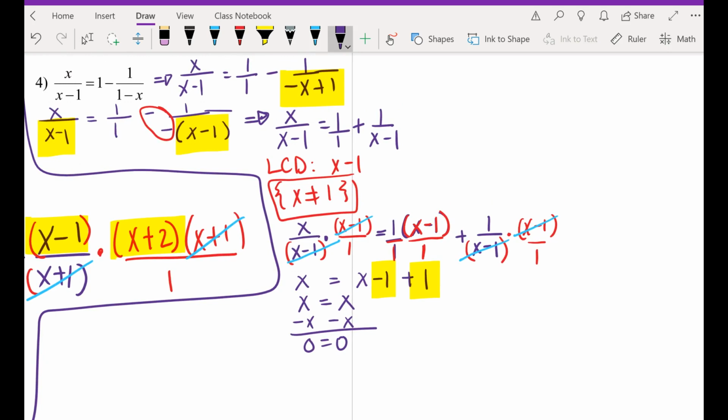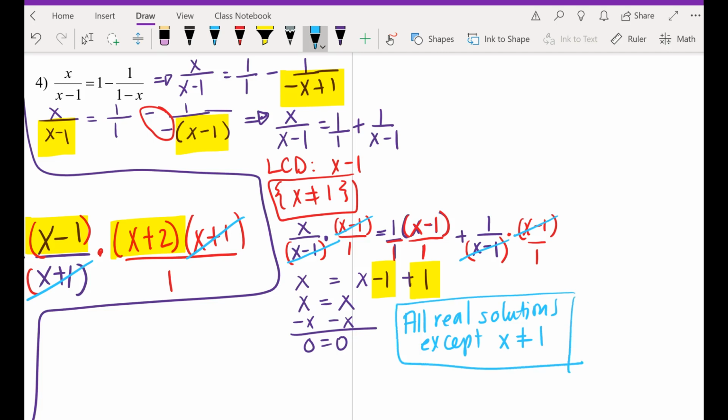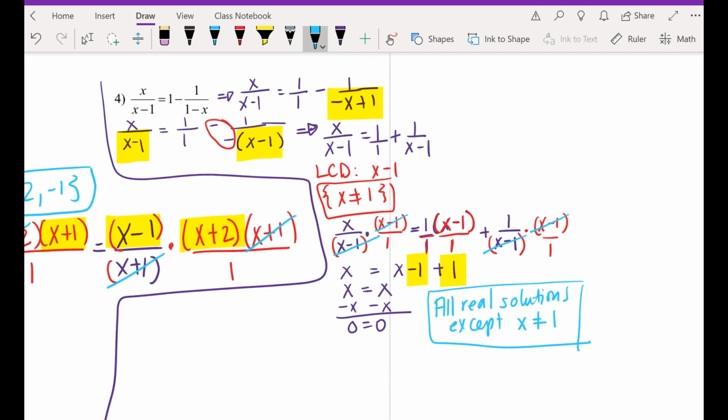So how do we write this answer? Then what we write is all real solutions except where the denominator was excluded. I know, right? This is so cool. So your answers would be all real solutions or all real numbers except when x was restricted at 1. So we can totally box that up. So again, when you have x equals x, 0 equals 0, 5 equals 5, that's always a true statement.